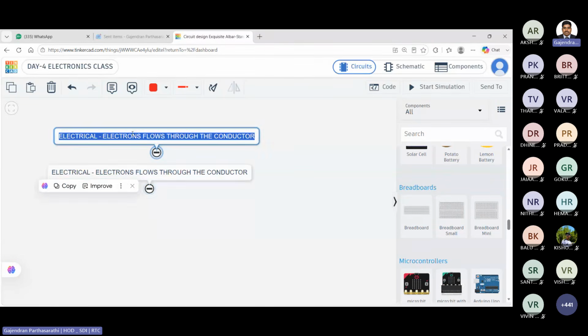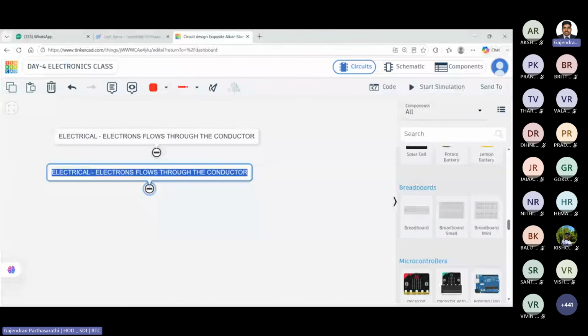What is the difference between electrical and electronics? Electronics means electrons flow through the semiconductor. That is the right answer. But before that, did we introduce electronics immediately with the semiconductor, or did we use something else and invent the semiconductor later?